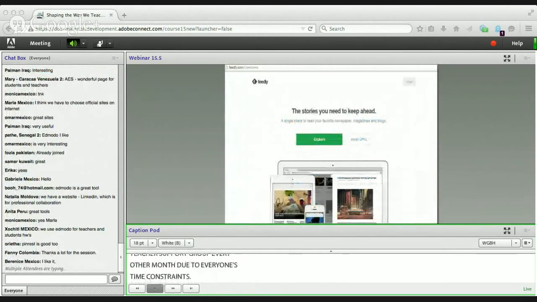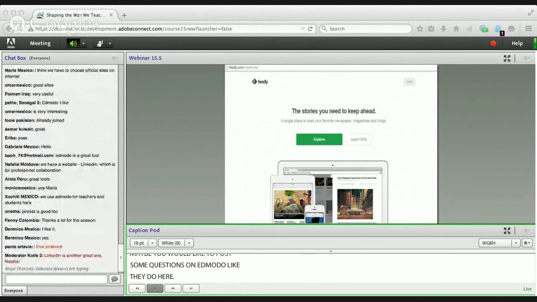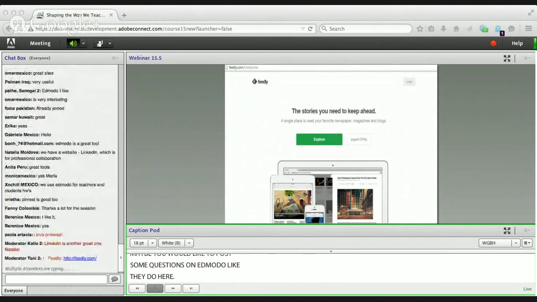This is a screenshot for Feedly. Sites like Feedly and Pinterest are great for organizing information, prioritizing information, and making things efficient so you have time to do other things.